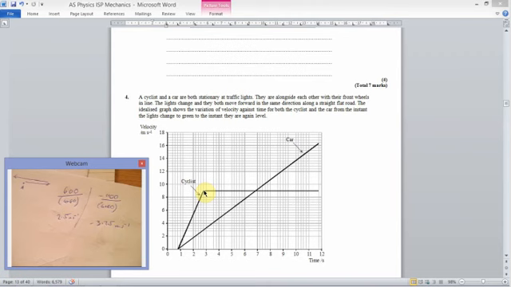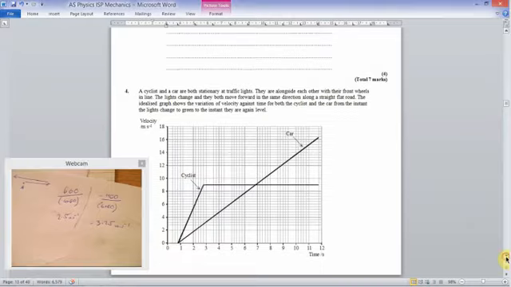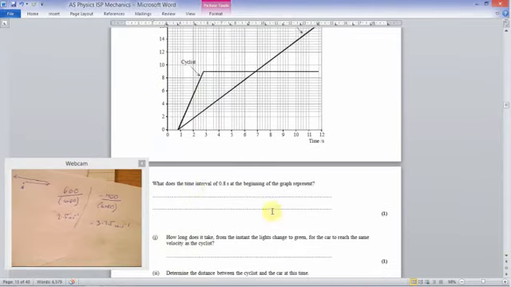Show the variation of velocity against time for both the cyclist and the car from the instant the lights change to green to the instant they are level again. Okay. What's the significance of 0.8 at the beginning of the graph? Okay, so that's their reaction time. That's how quickly it takes them to react.